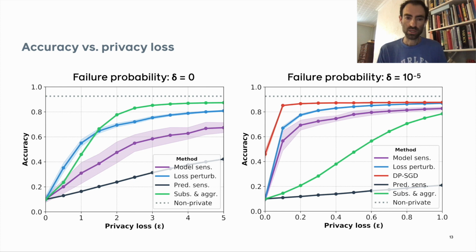We first looked at how accuracy changes as a function of the privacy loss epsilon. We looked at this both for a 0 privacy failure probability delta and a privacy failure probability delta of 10 to the minus 5. When delta is 0, we cannot use the differentially private SGD method, so it's not pictured here. As we can see in this case, the subsample and aggregate method actually works better than most of the other methods for most values of epsilon. When we allow for a non-zero delta, differentially private SGD actually works better than most of the other methods. It's closely followed by loss perturbation and model sensitivity. In fact, the private training methods work much better in this case than the two private prediction methods.